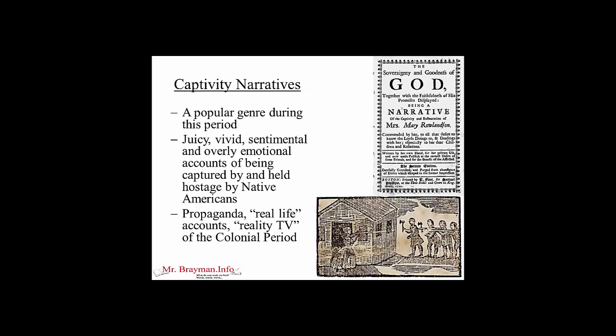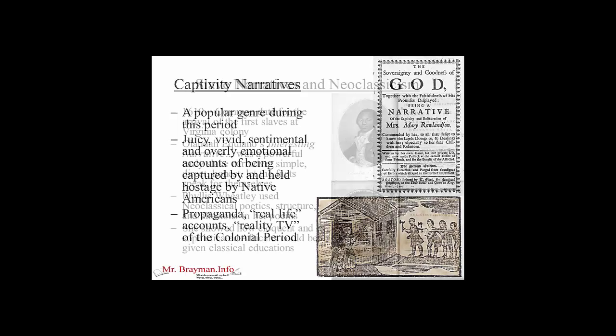It served in many ways as propaganda for the European cause. It justified the fact that they were good and the Indians were evil, as they saw it. And like I said, it's kind of the juicy, dirty reality TV of the colonial period. And we're going to read a selection from Mary Rowlandson's captivity narrative just so you can get a sense of that.